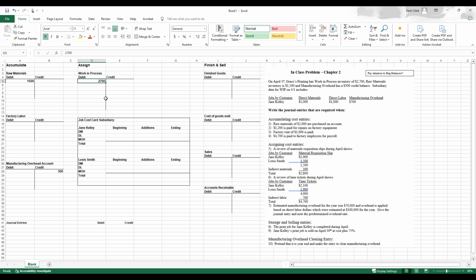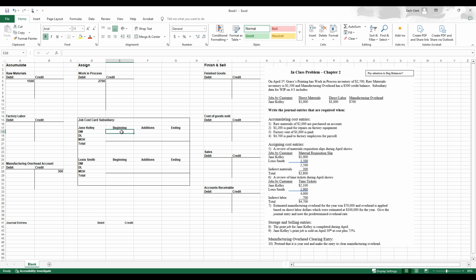And one really important thing to remember about chapter 2 is that anything that's in WIP, or really anything in finished goods, etc., but especially WIP, which is what we focus on in chapter 2, has an underlying job costing card. So if this says $2,700, that tells us that in total we have $2,700 of work in process. But then the job cost card subsidiary is going to break that amount out. It's going to tell us which jobs those costs apply to and how they are broken out based on the specific components of material, labor, or overhead, basically.